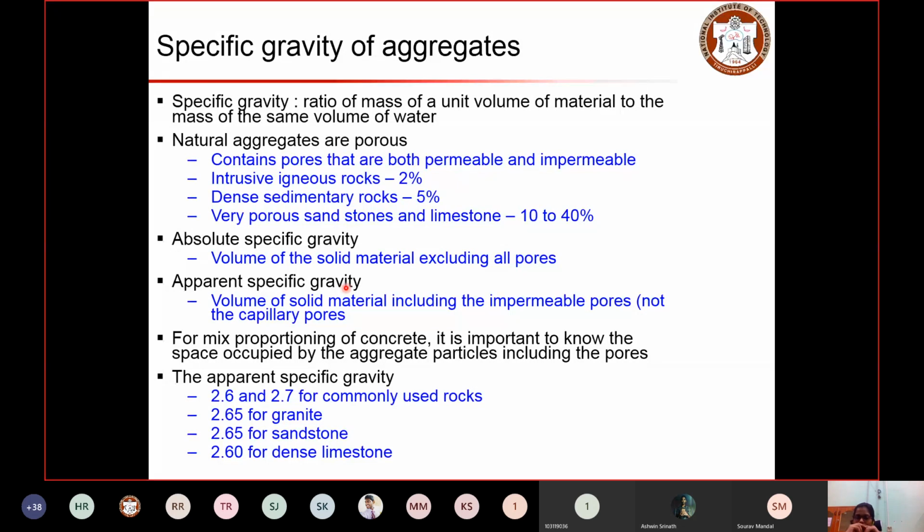Any idea? So you know that you have used these values in your previous courses. So you check and tell me in the next class what is the specific gravity of water and why it is important to calculate specific gravity. Fine.